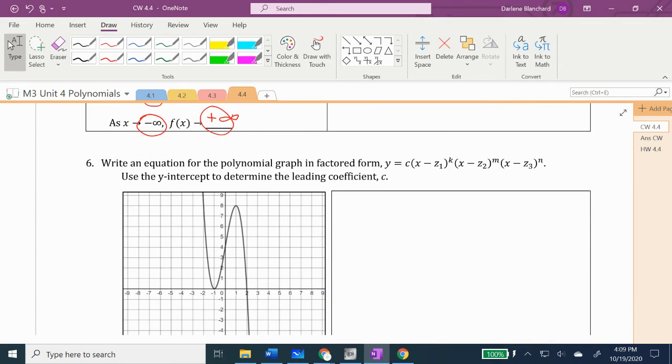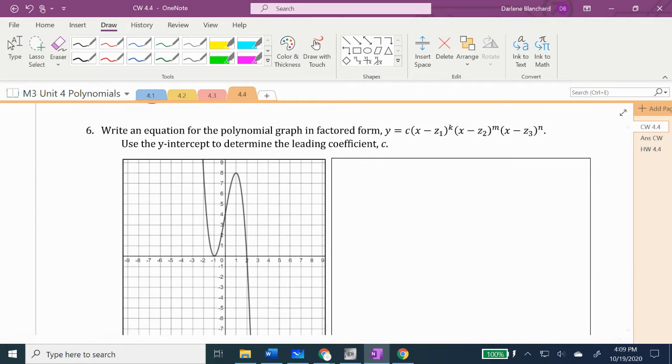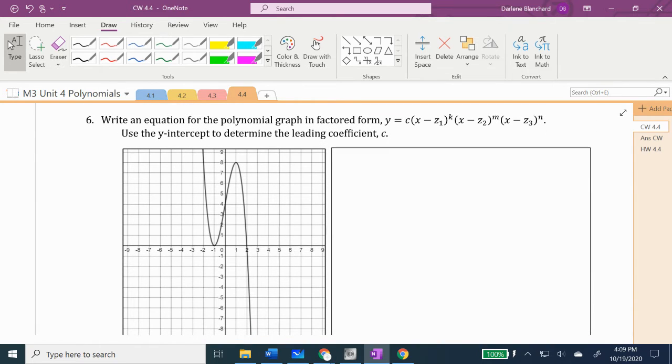And then over here, for this next one, you need to write an equation for the polynomial graph. And C is your leading coefficient, which we will be looking at. But first, the Z1, Z2, and Z3, those are just basically expressing the x-intercepts, the roots. What you want to see is you have an x-intercept of -1. That's a 0. That Z1, Z2, Z3 stand for zeros. So -1 is a 0.